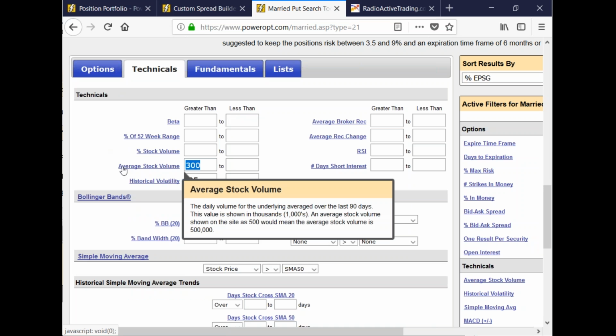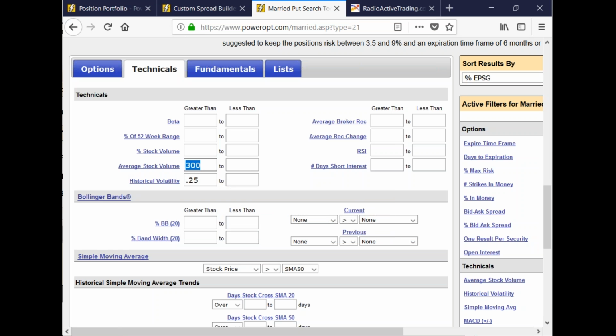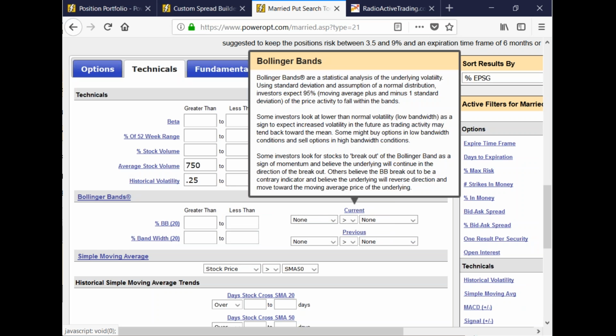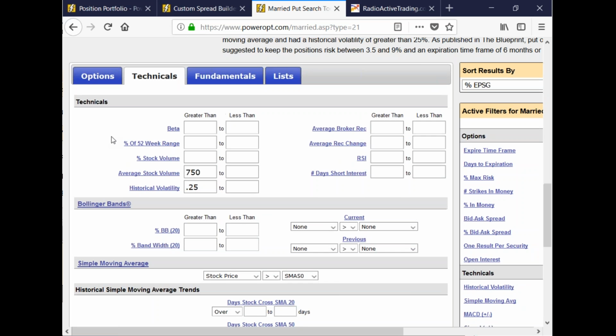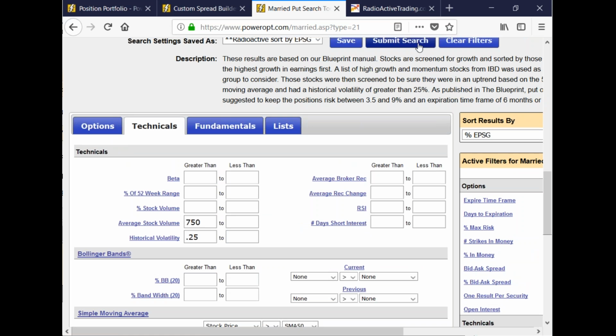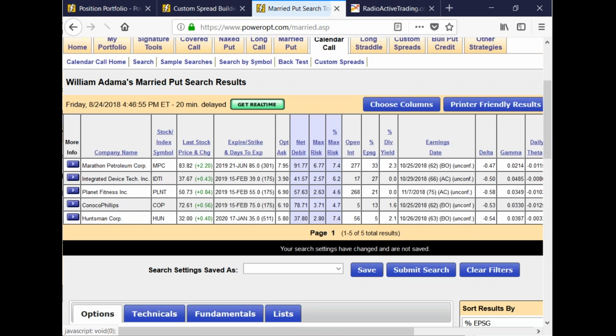We look for good average stock volume. That's the average of the last 90 days. This is measured in thousands, so it's a minimum of 300,000 shares per day. I might pop that up to 750,000. Just personal preference. No statistics for you whether that's better or not.